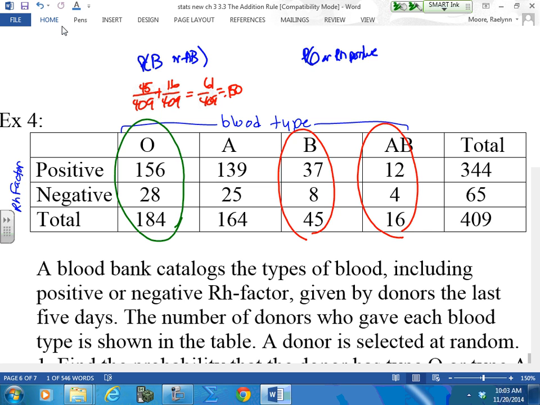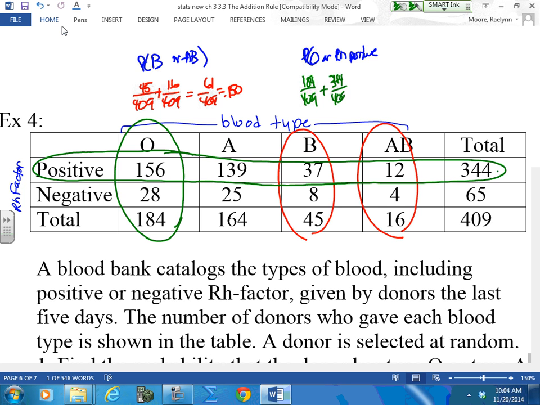Or an Rh positive. Do they overlap? Yes. So are they mutually exclusive? No. So what's the probability of O? 184 over 409. And the probability of Rh positive? 344 over 409. And what does that get you? 528 over 409. And what is that decimal?